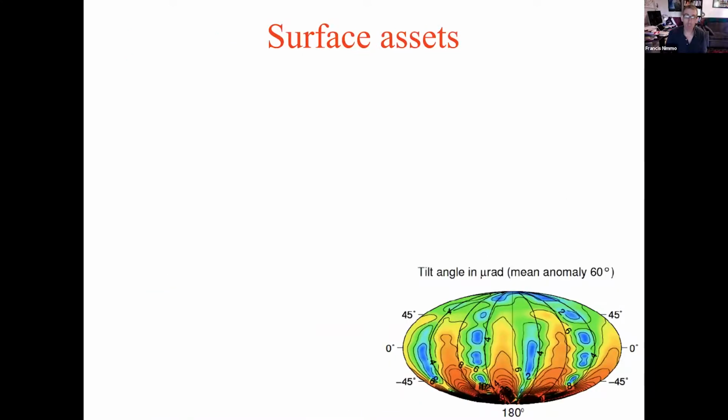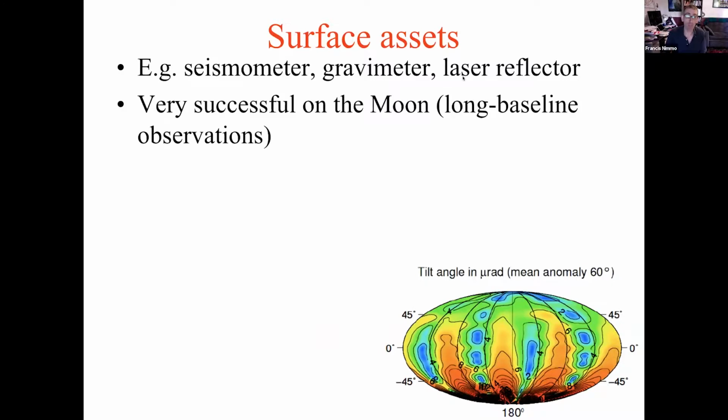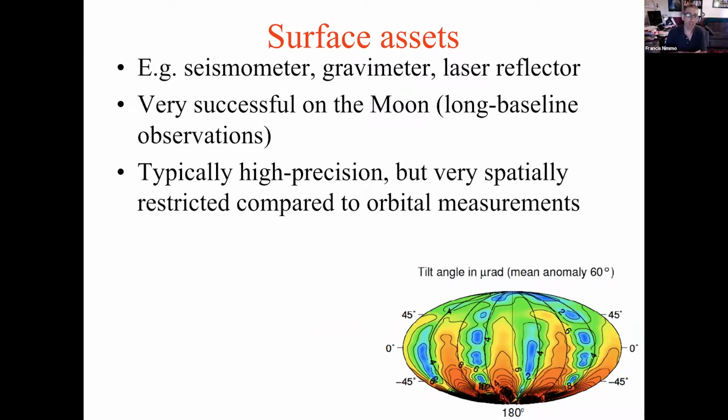And then we can think about what we could use in the case of surface assets. I've already talked about seismometers and gravimeters. We could use laser reflectors, which Anton mentioned briefly. The latter have been very successful on the moon, partly because we have an observation span of 40 or 50 years worth of data. In general, these surface assets give you higher precision than orbital measurements, but the problem is that they're very spatially restricted. If you have a complicated deformation field like here, you'd really like to get not just a point measurement, but a series of measurements or a global view.